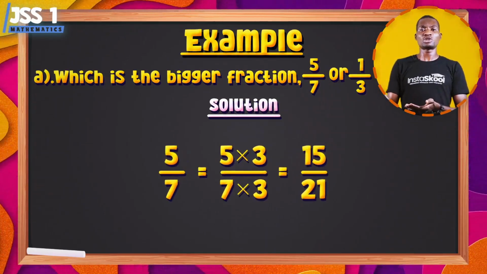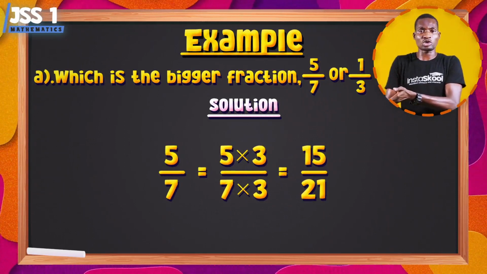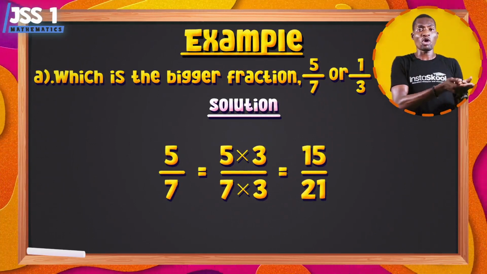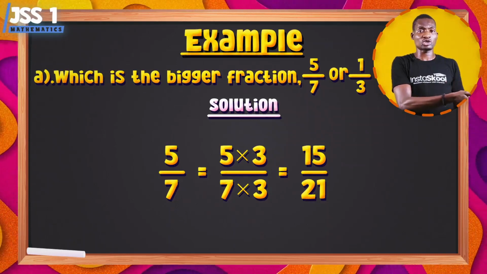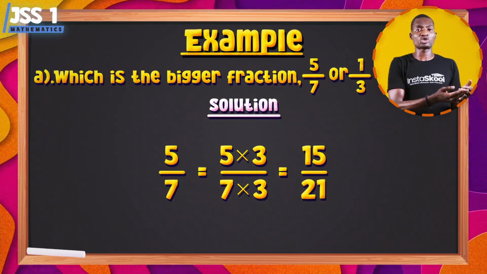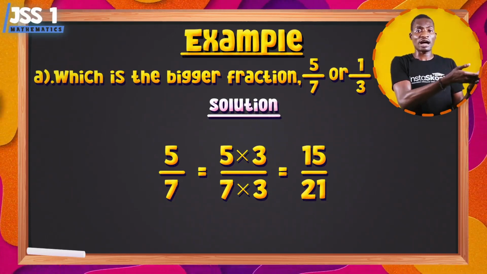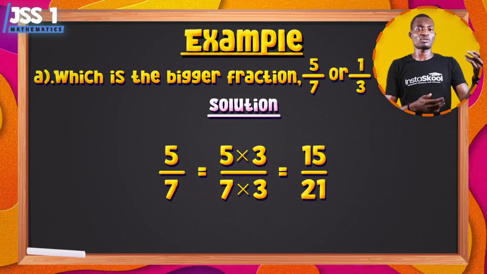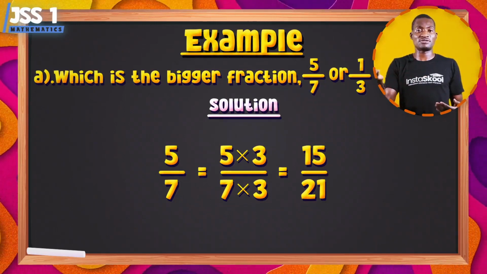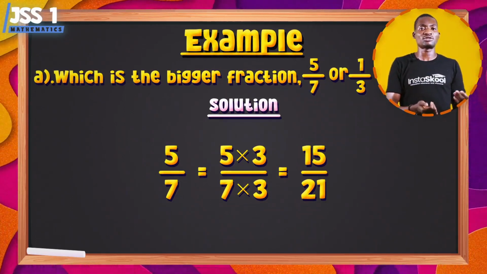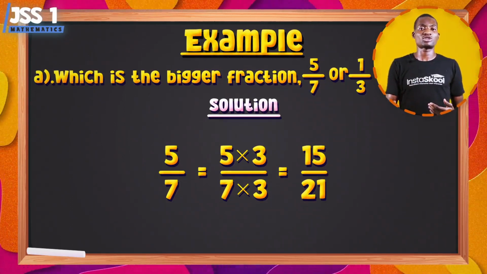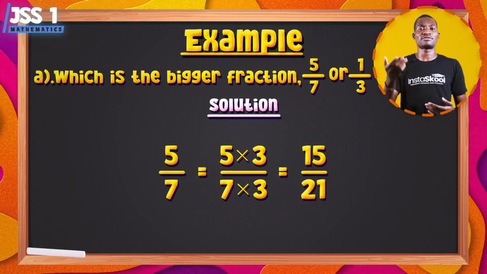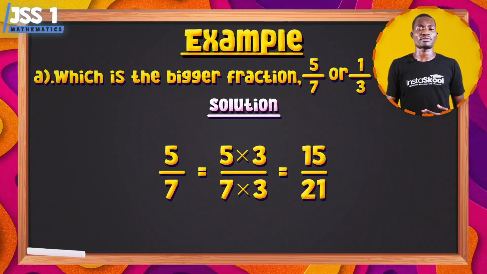We use the denominator of the second fraction, which is 3, to multiply the denominator of the first fraction, which is 7, and also multiply the numerator 5 by that same 3. That gives us 5 multiplied by 3 gives us 15, and 7 multiplied by 3 gives us 21. So the fraction 5 over 7 becomes 15 over 21.